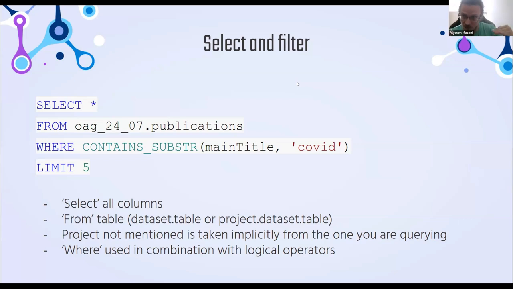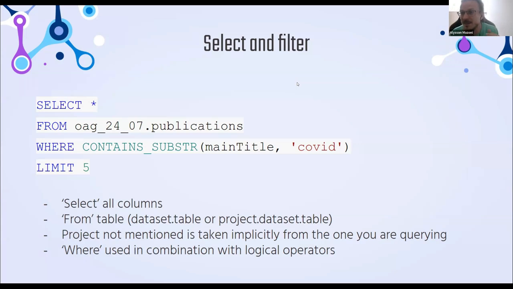And then, taking these first three lines of code, I will output not just the full publications table, but all the columns in the publications table where the column called main title contains COVID as a substring, as a portion of it. This is a query that will show me all the publications with COVID in the title and all its metadata, because I use asterisk to show all the columns. This last statement, limit 5, will show me just the first 5 results. This is mostly a trial and error keyword just to see if I'm getting it right.